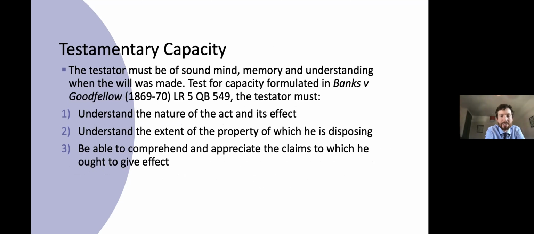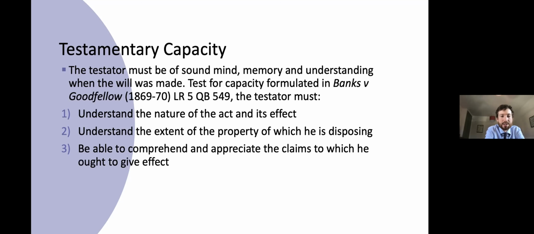The test for capacity, the test we still use, was set down in Banks and Goodfellow back in 1869. And the judge laid down four different requirements, four different elements of the test. I'll just go through those briefly. The testator must understand the nature of the act and its effect. So they must understand that they're making a will, and that the effect of the will will be to dispose of the testator's assets after he's died.